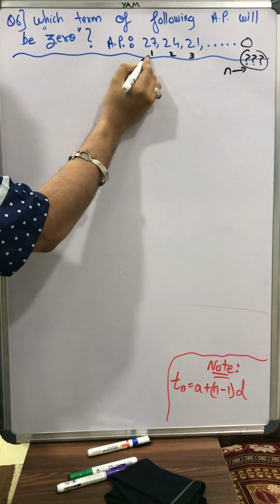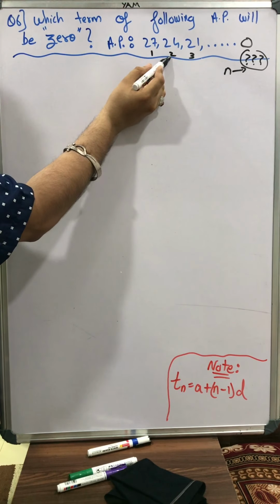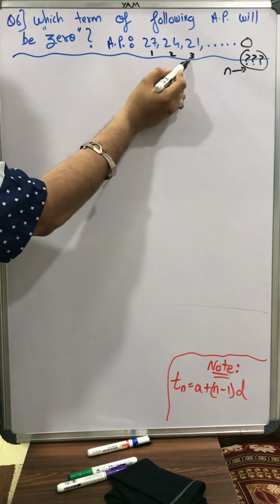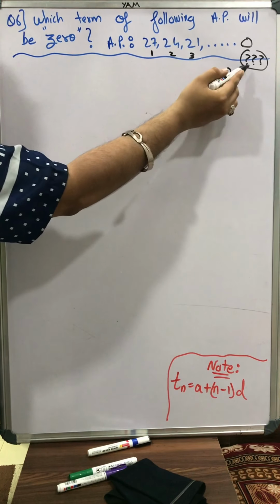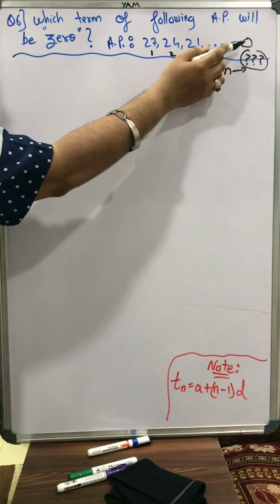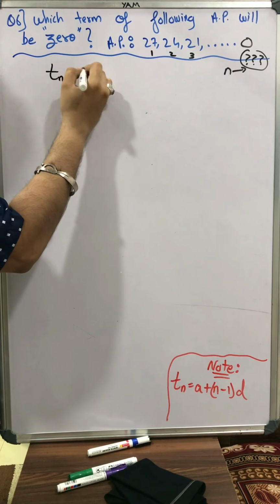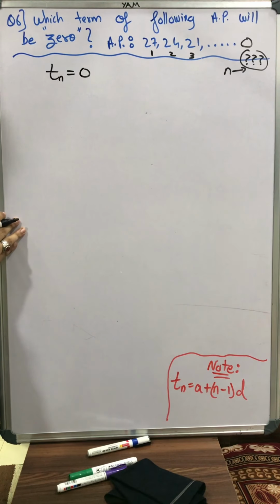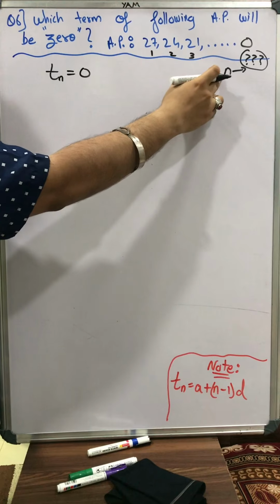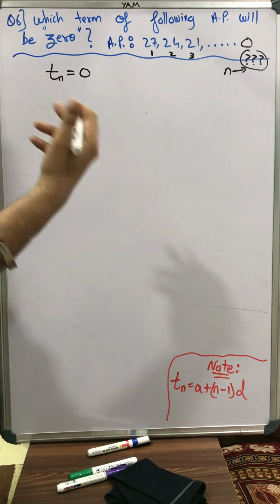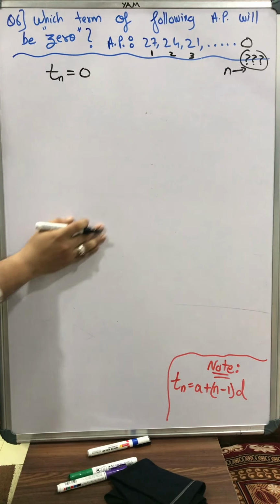Here the value of n is 1. When the value of n is 1, the value of the term is 27. When n is 2, the value of the term is 24. When n is 3, the value of the term is 21. So at what value of n will the value of the term be 0? So can I say they are giving us that Tn is equal to 0? And one more thing, this n we are supposing.